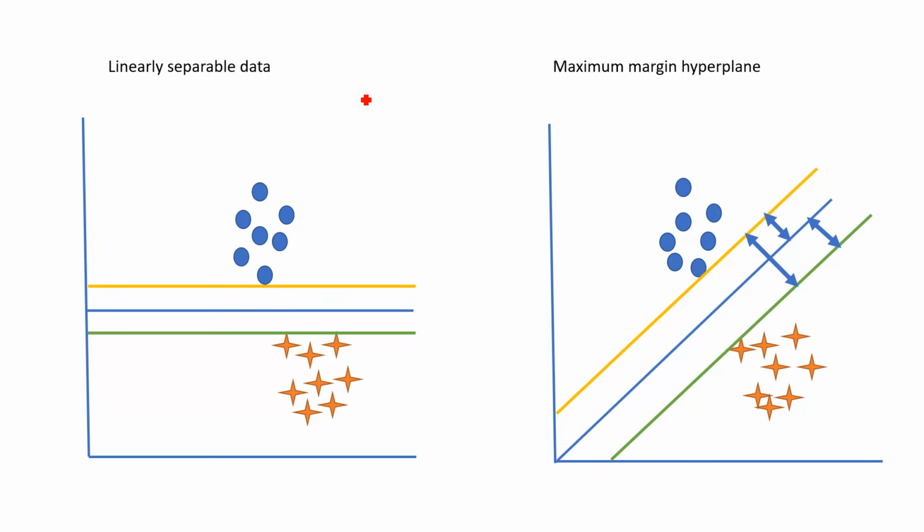Linearly separable data means, see, this is our data here, this is our data. If I make a straight line which separates our data into two different classes, I said this is class A, this is class B, it is called linearly separable data. With the help of only one line, we separated two sets of data points into two different classes.